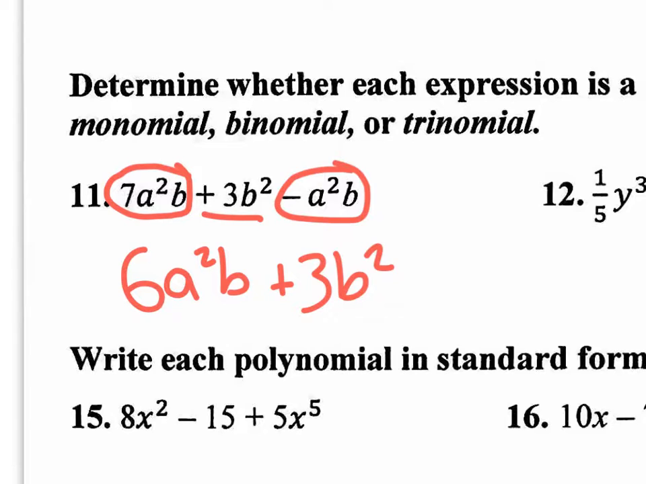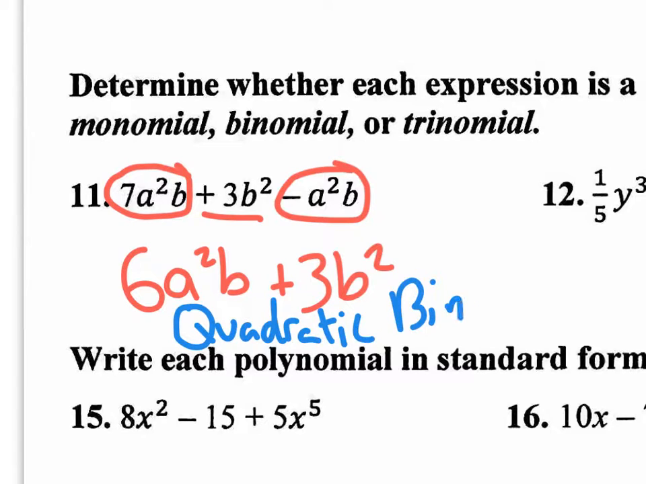First name would be quadratic. Last name? Binomial. Now, it doesn't ask you, it only asks for, is it a monomial, a binomial, or a trinomial? I want you to classify it. Might as well practice it, okay?